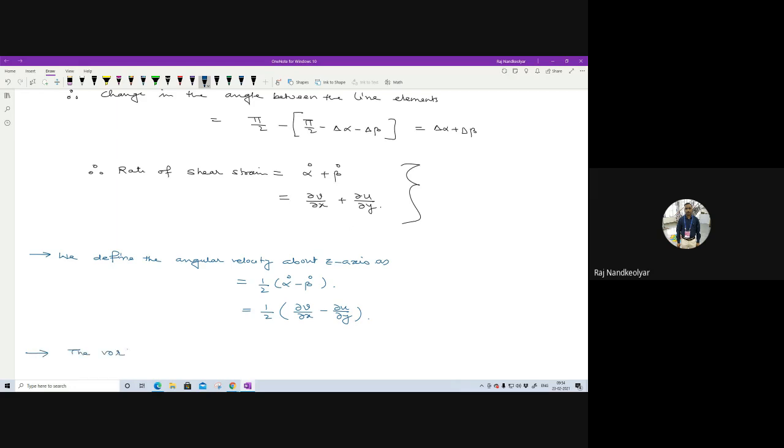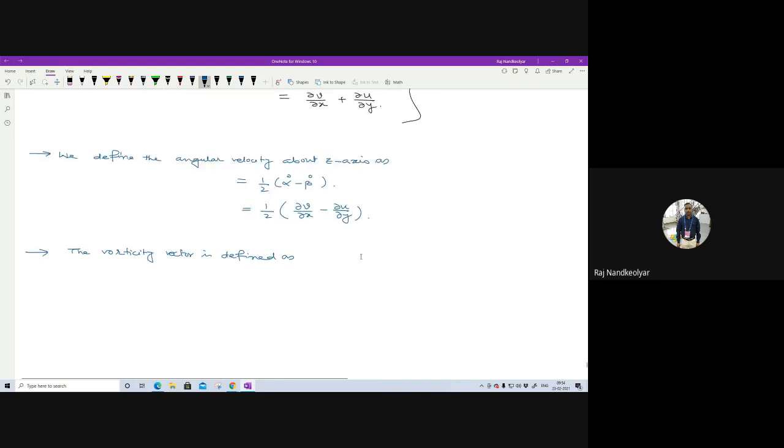The vorticity vector. Vorticity vector is defined as... how do we define the vorticity vector? Let us denote it by this symbol. What is the symbol actually?